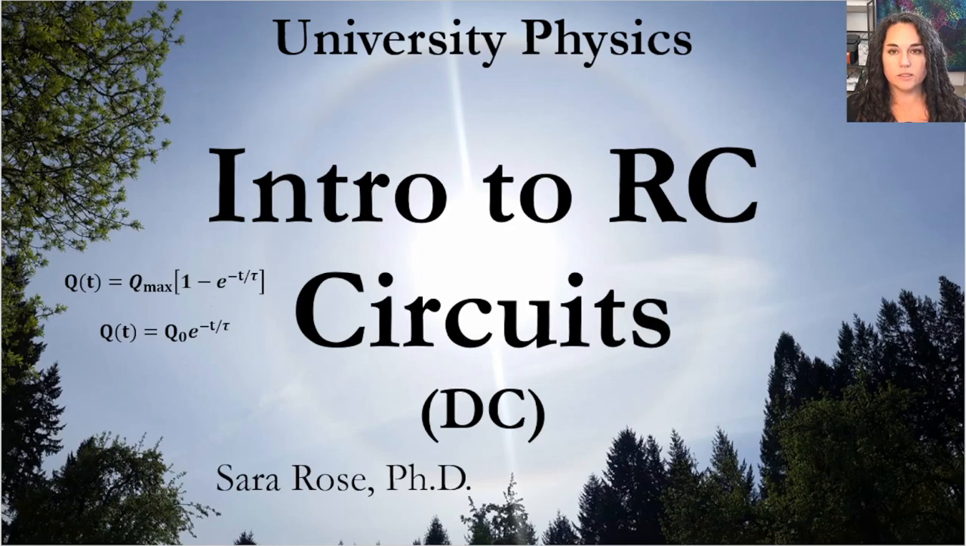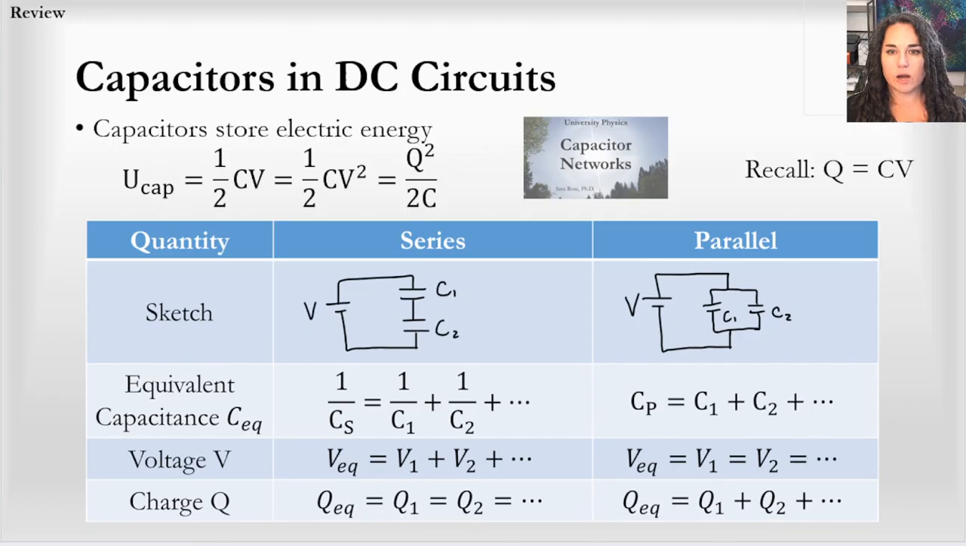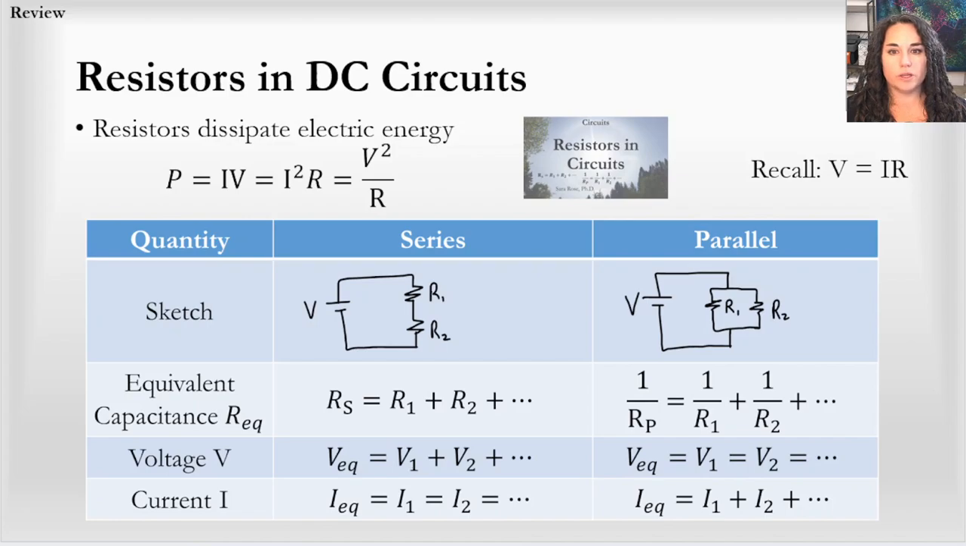This is a lesson in university physics, calculus-based physics, on RC circuits. In prior lessons, I had talked about how to deal with capacitors, just capacitors, in networks with a battery. I had also done that with just resistors and a battery in DC circuits. Okay, and so there are some equations, some things to recall about different capacitor and resistor properties and how they add in series and parallel for networks.